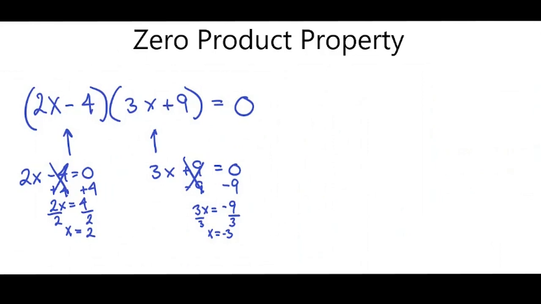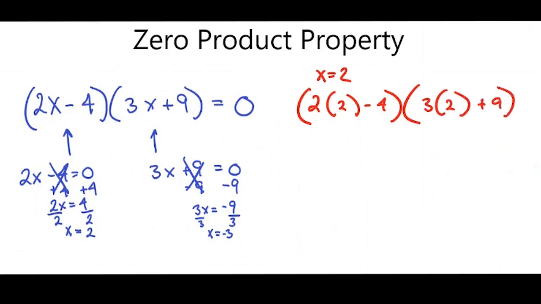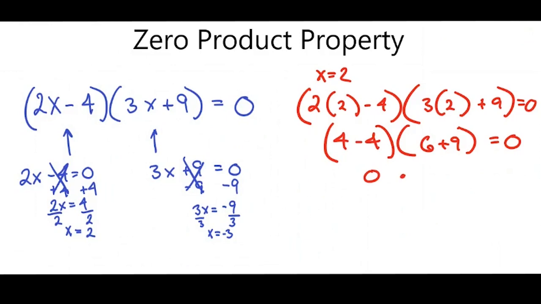So now I will check my solutions. First, we'll try x equals 2. So that'll be (2 times 2 minus 4) times (3 times 2 plus 9) equals 0. Well, 2 times 2 is 4. 4 minus 4 here, and over here I have 6 plus 9 equals 0. 4 minus 4 is 0. 0 times 15 equals 0. So 2 works. So that's a good one.